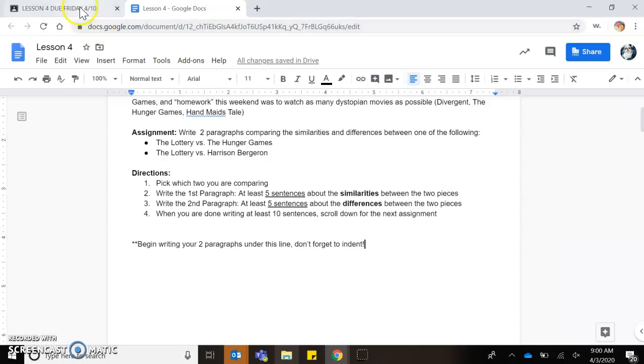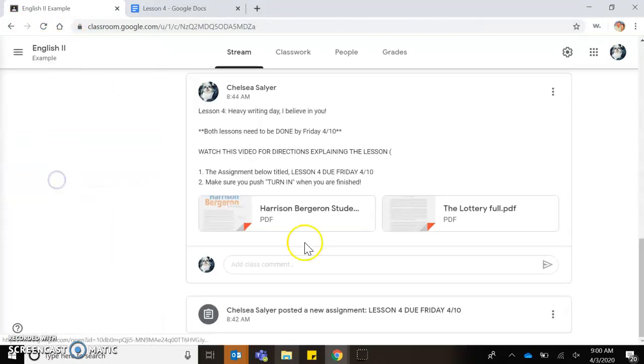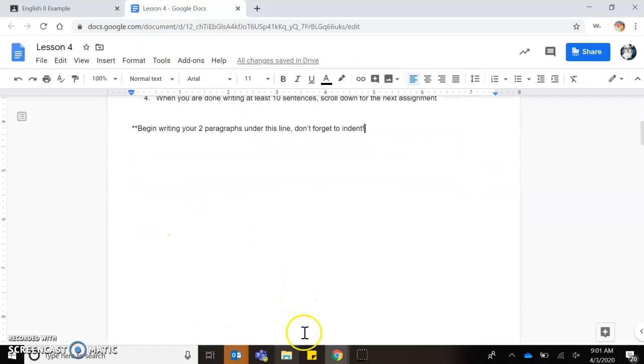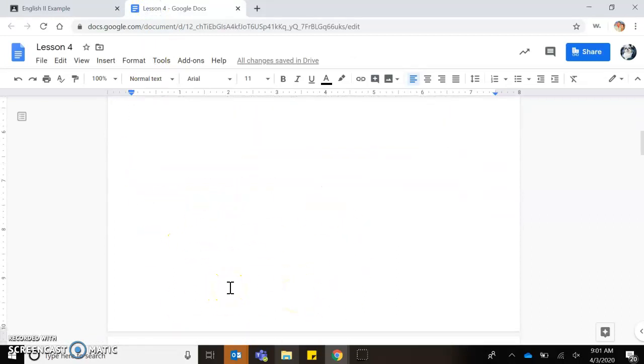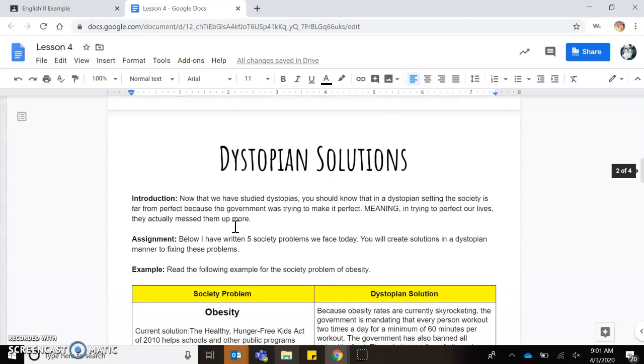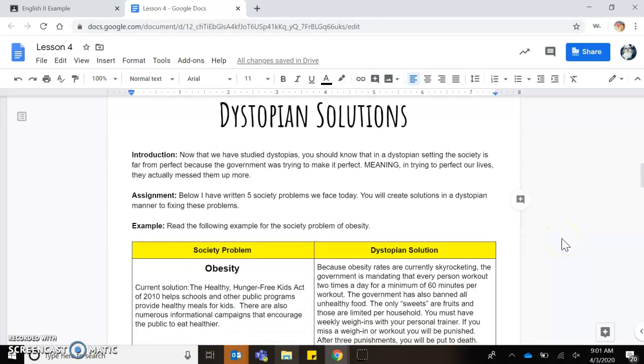If you are confused on what are similarities and differences, I actually gave you the 2 texts right in lesson 4 if you just want to go back and compare them. So you'll do 2 paragraphs, at least 5 sentences each right here, and then you'll keep scrolling to the second part. This is really cool, and I'm super excited to see what y'all come up with.